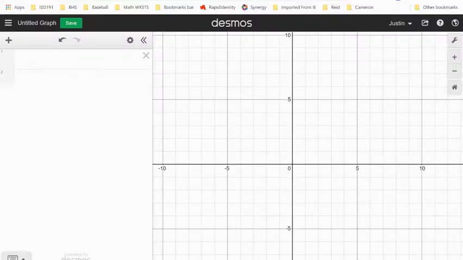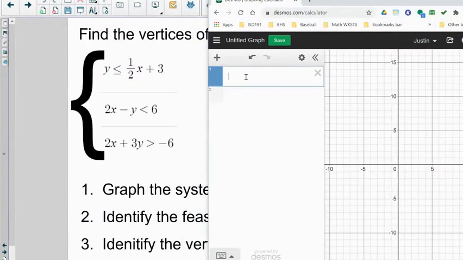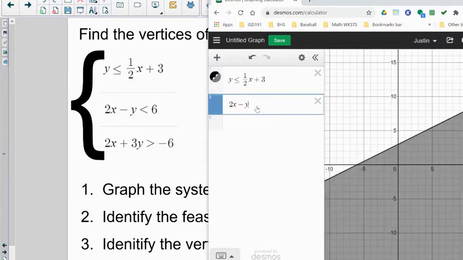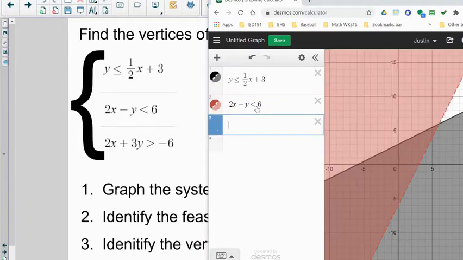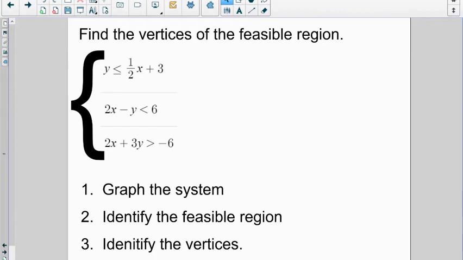So let's get Desmos up here. And we're going to have to start by typing in our inequalities. So y is less than or equal to 1/2 x plus 3. We have 2x minus y is less than 6. And 2x plus 3y is greater than -6. Now let me just double check and make sure that I typed that in correctly. Okay, looks good to me. Now let's make it full screen.